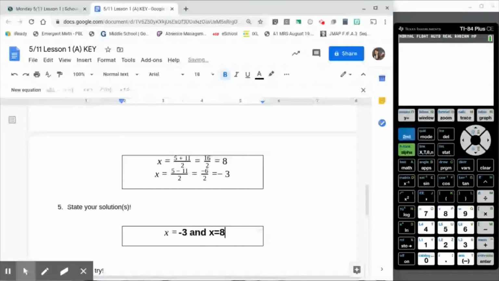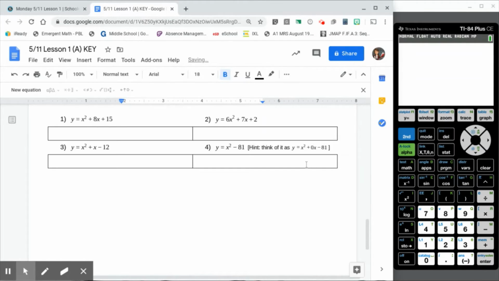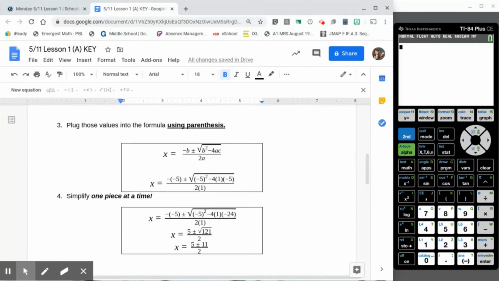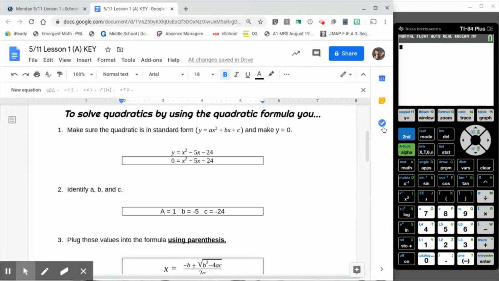So let's just play around with our calculator for a second. I'm going to go back up to our original quadratic. And let's go to y equals and graph the quadratic. We've got x squared minus 5x minus 24. And let's just press graph. You can see the parabola show up on the graph.